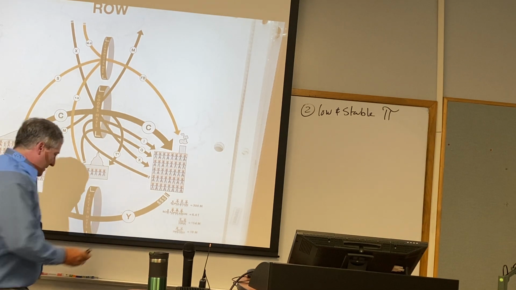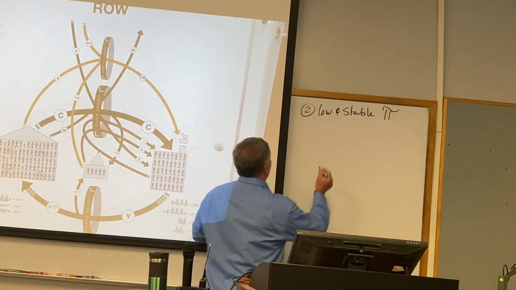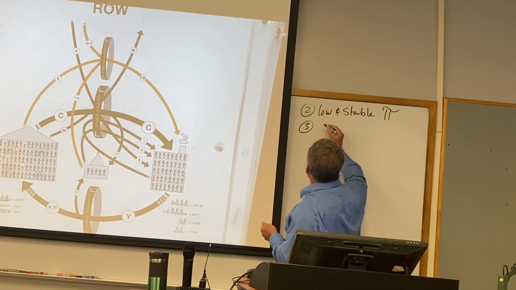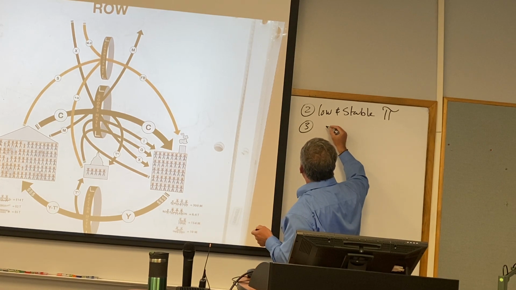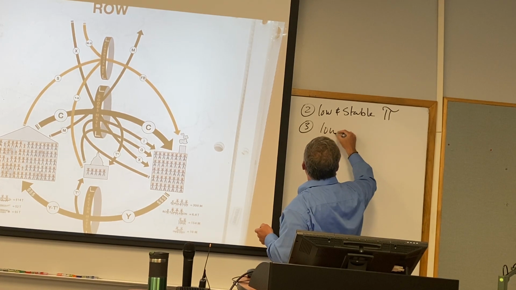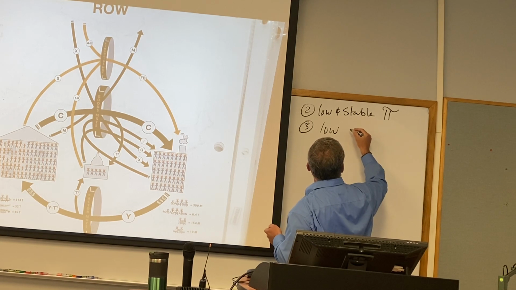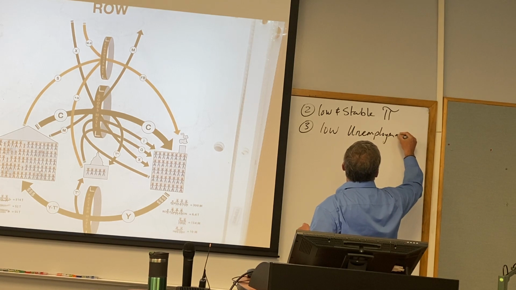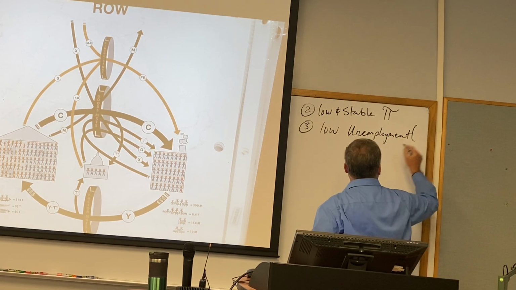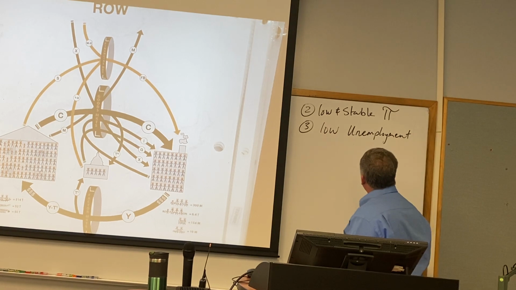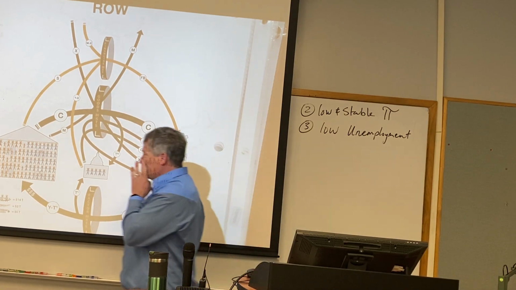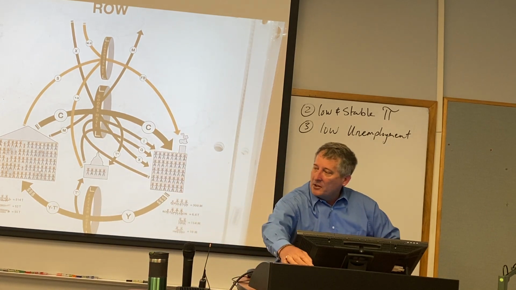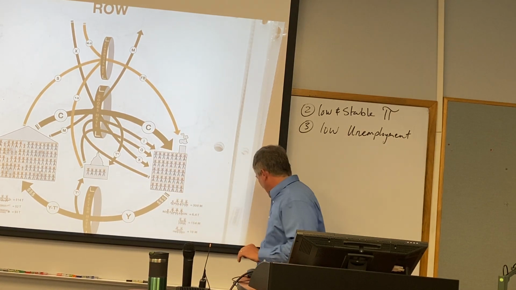All right, big number 3, the new one, where we start off today, which is really chapter 8, by the way. We want unemployment to be low. Low unemployment. So we'd like people who want to have a job to actually be able to have a job.